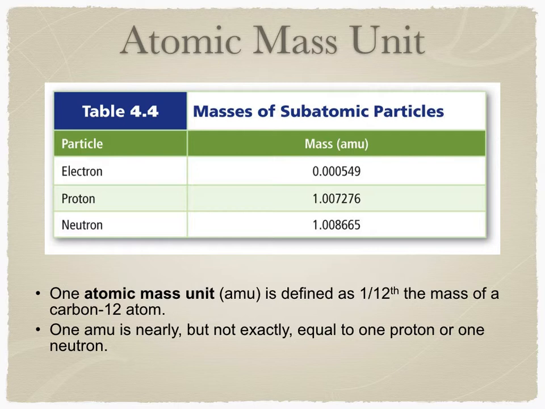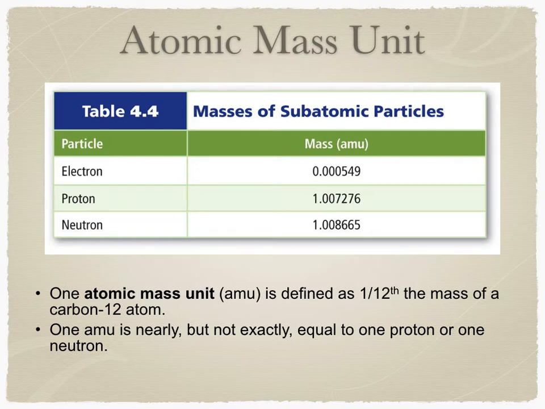One atomic mass unit is pretty close to the AMU for a proton, which is 1.007276, or the atomic mass unit of a neutron, which is 1.008665. Remember that electrons are considerably smaller, so their atomic mass unit is 5.49 times 10 to the negative 4.